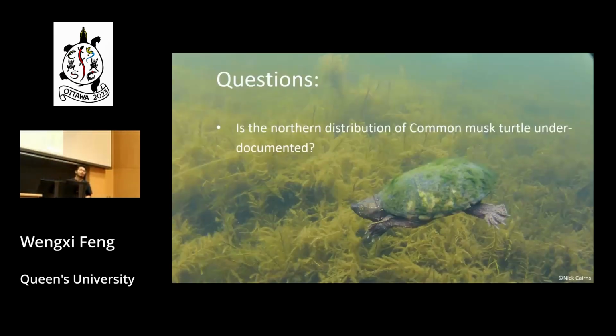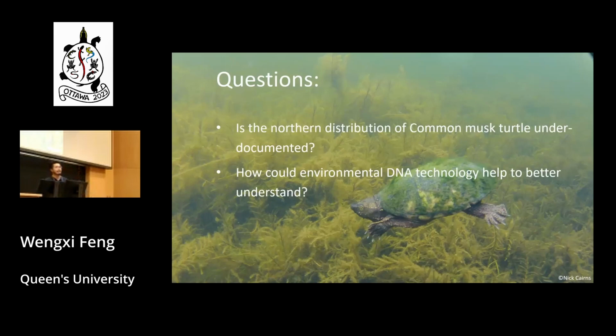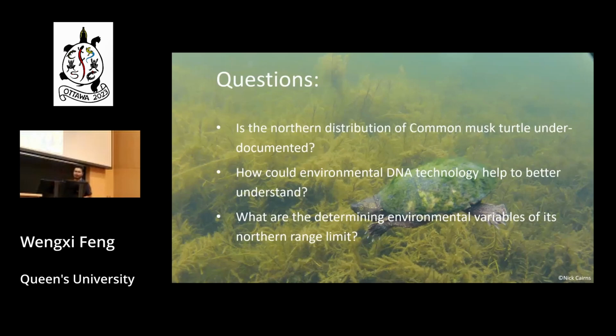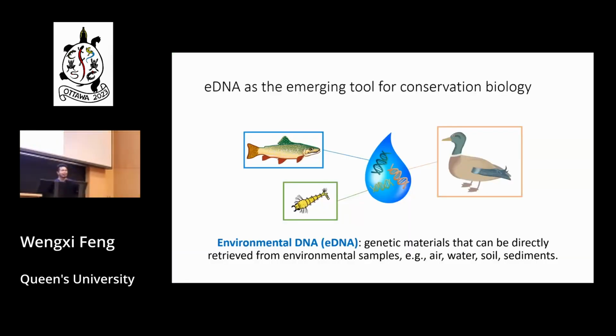So is the northern distribution of this turtle underestimated or underdocumented? And if yes, how can we use environmental DNA to help? And with this better understanding with the environmental DNA detections, what are determining factors that shape their distribution at the northern front? So for the non-eDNA folks there, again, eDNA is defined as DNA, genetic material, that can be directly extracted from the environmental samples. In this case, we don't really touch the actual organism we're studying.